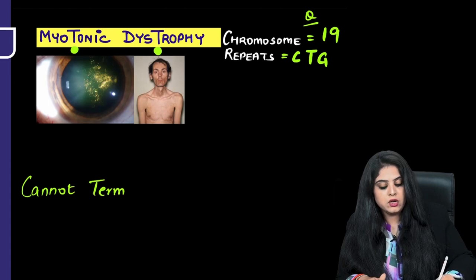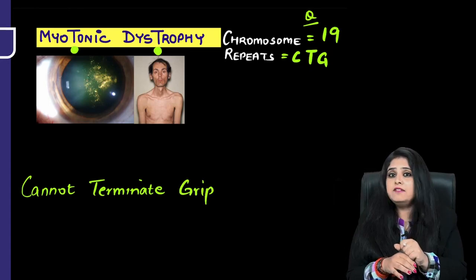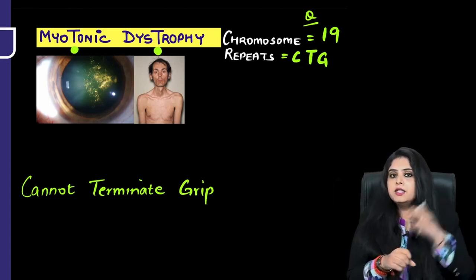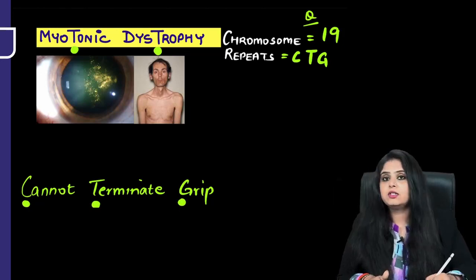And if you all remember, the way you write CTG, there's one very important clinical feature about myotonic dystrophy: cannot terminate grip. If you tell them to hold on to something, they will hold on to it very tight and won't leave it. They cannot terminate the grip. They hold on and cling on to it. So CTG means cannot terminate grip.